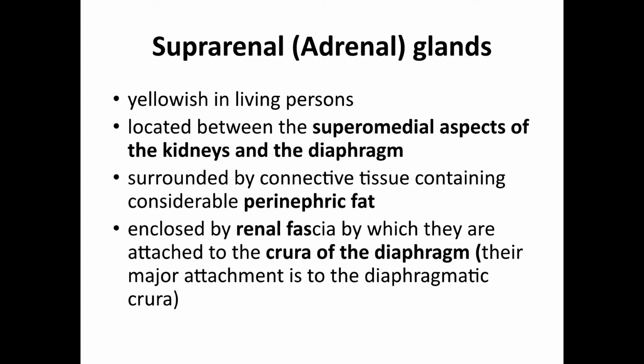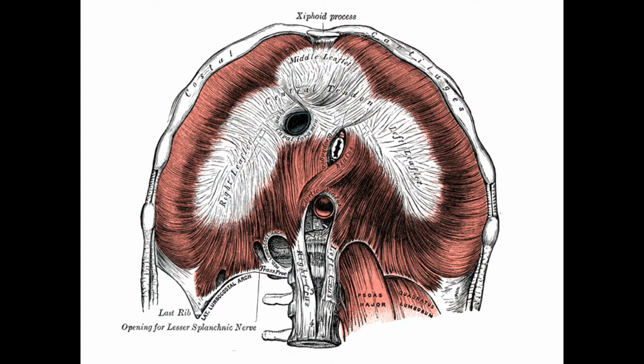And they are enclosed by the renal fascia, by which they are attached to the crura of the diaphragm, and this is their major attachment. Okay, so they are movable, but they are still attached. So this is our diaphragm here, and where we're having the crura. These are the crura here and here, and they are attached if we are watching it from below.